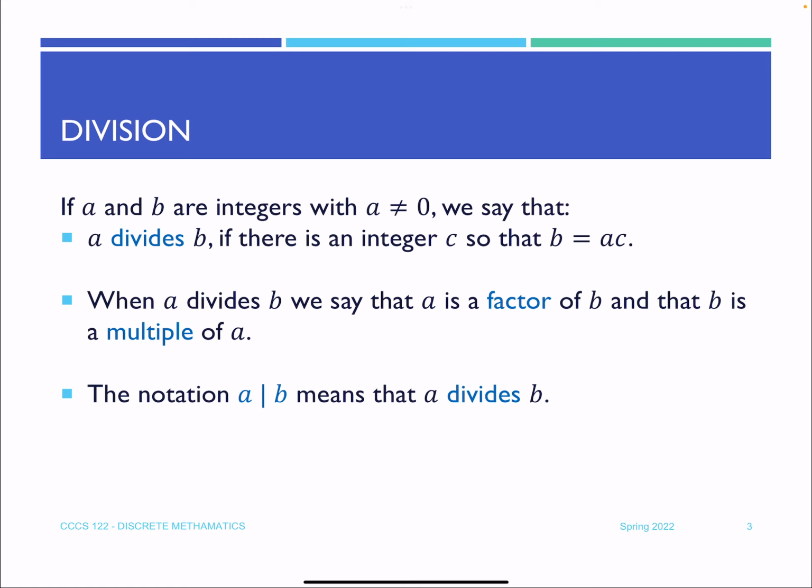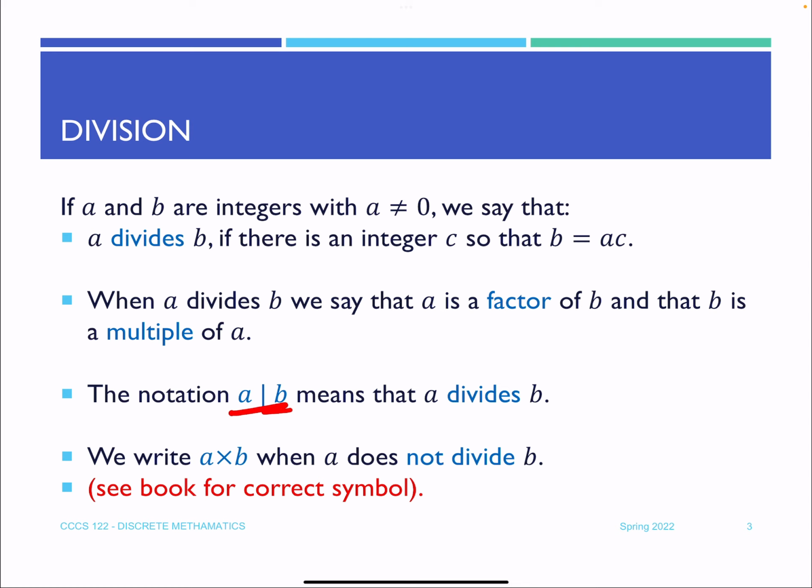We have new notation for that, and this is what that notation looks like. a divides b. That's how we read that. We also have something for cases where a does not divide b, and this kind of looks like multiplication, but you have to be aware of the context in which it is being used to make sure you're not confusing this symbol with the multiplication symbol.